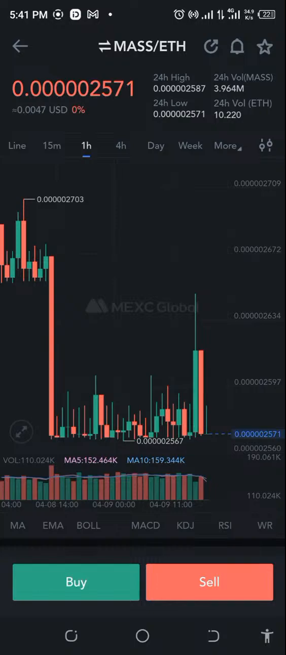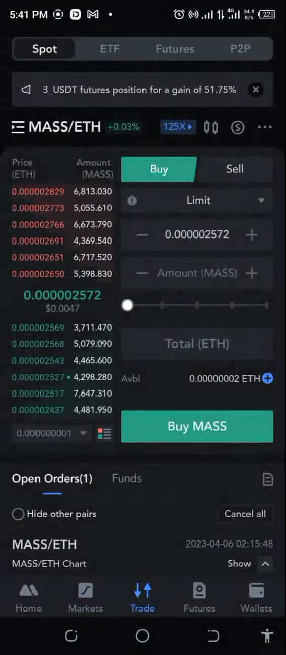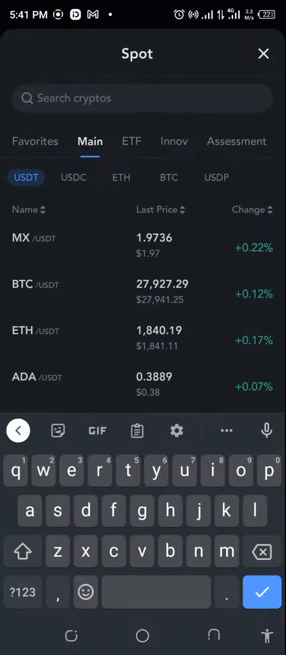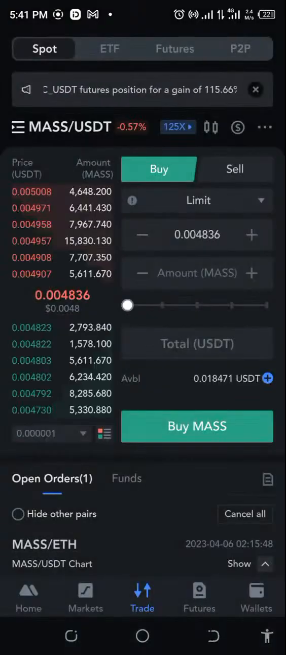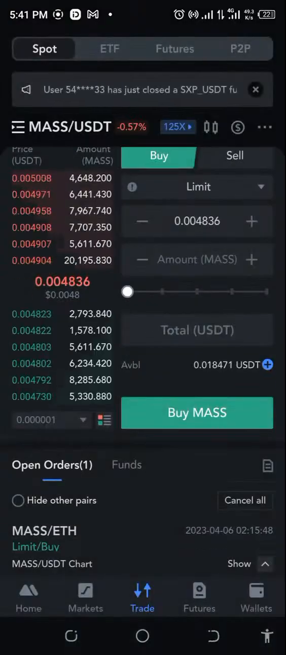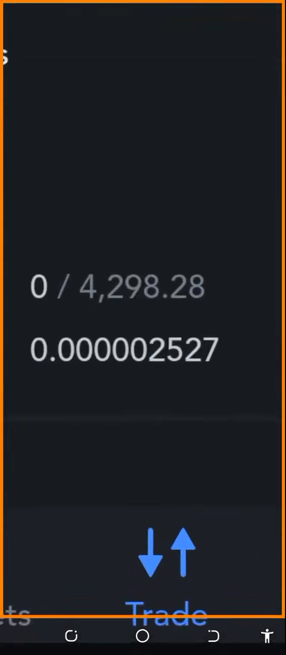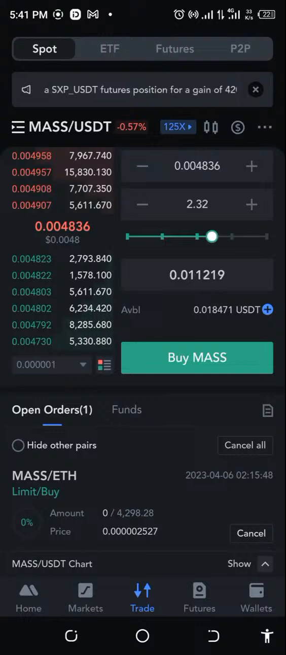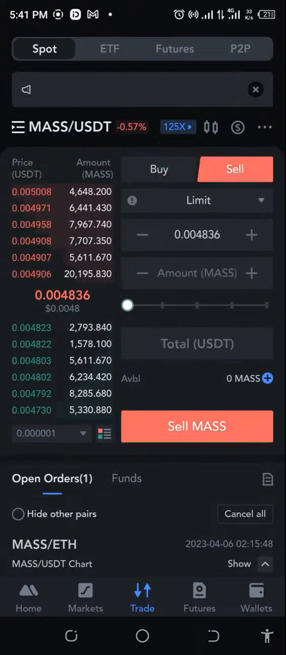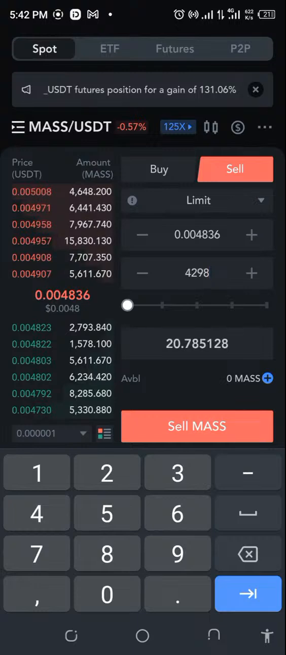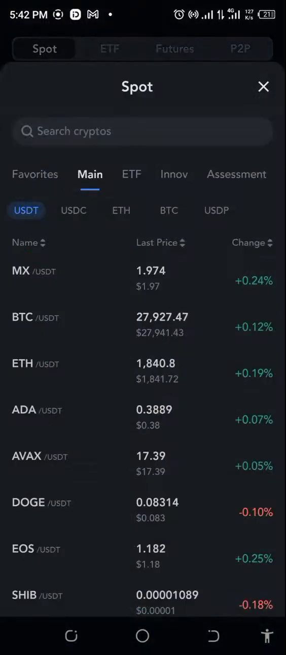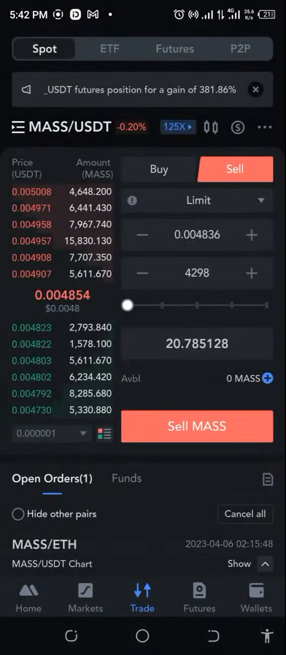And if we're able to get it to 2527, then we can come back to MASS USDT. So let's go to MASS USDT. Then we'll be able to sell. So let me see what would happen. How much do we have? We have 4298. So if I click on sell and I put 4298 quantity, okay, I'll still make profit. So that is obviously sure, I'm going to make profit. But the main issue here is to be able to get MASS ETH at the price.